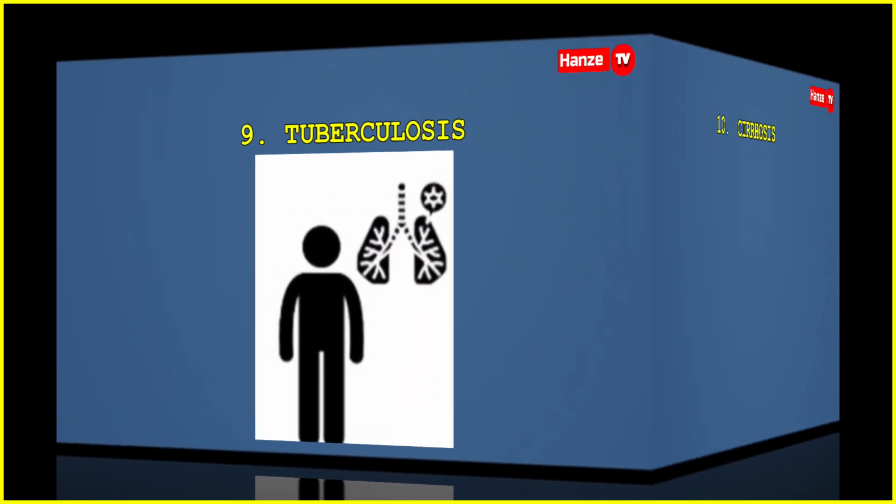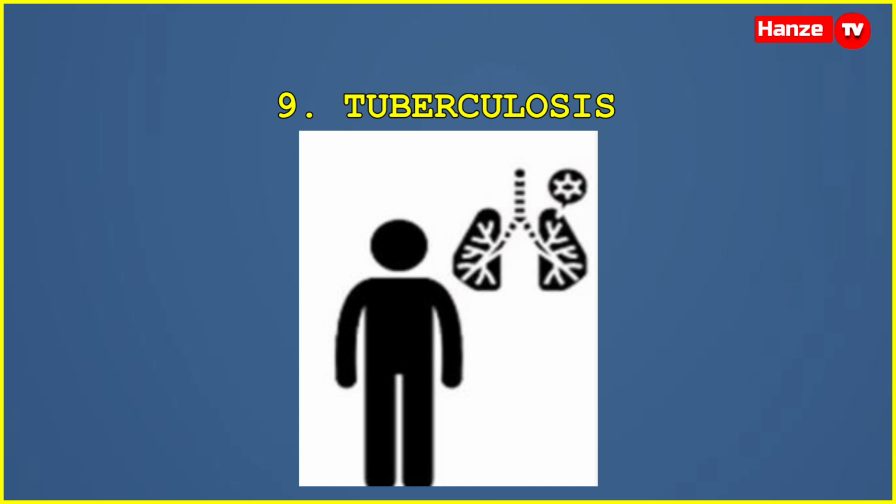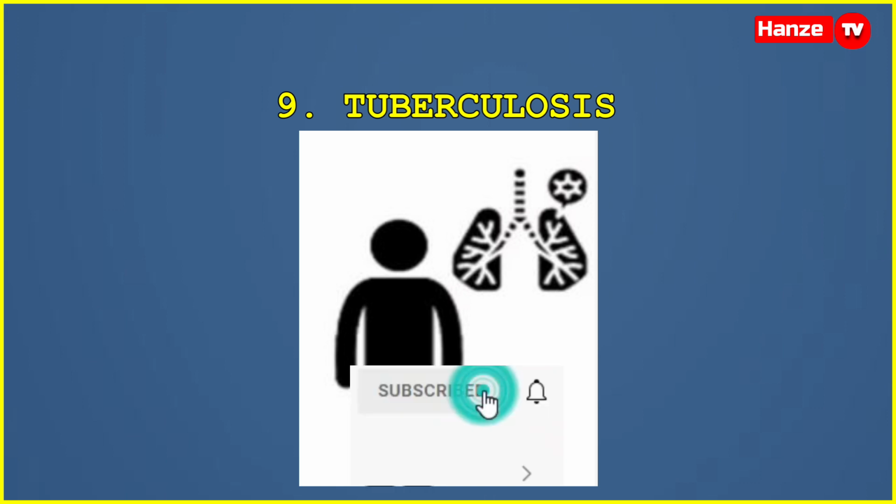Number 9. Tuberculosis, TB. TB is a lung condition caused by bacteria called Mycobacterium tuberculosis. It's a treatable airborne bacterium, although some strains are resistant to conventional treatments. TB is one of the top causes of death in people who have HIV.